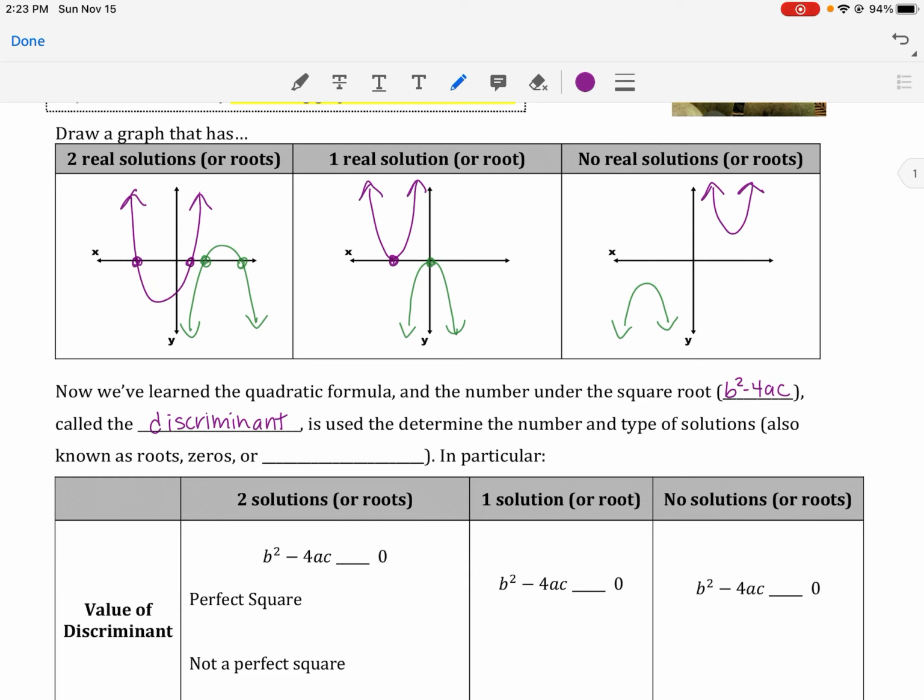So these are all synonyms. Sometimes I use the abbreviation ROCS for roots, zeros, x-intercepts, and solutions. So we've got our solutions, our roots, our zeros, or our x-intercepts. It doesn't matter which of those vocab words we use, we're talking about the same things.